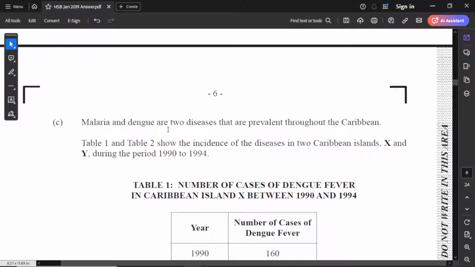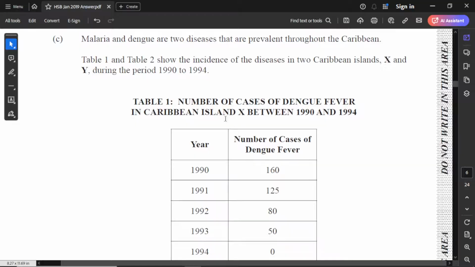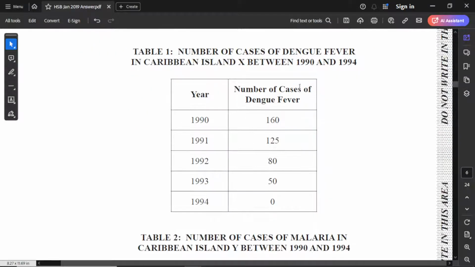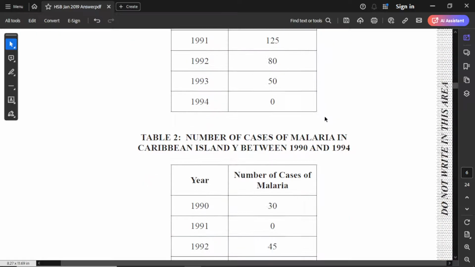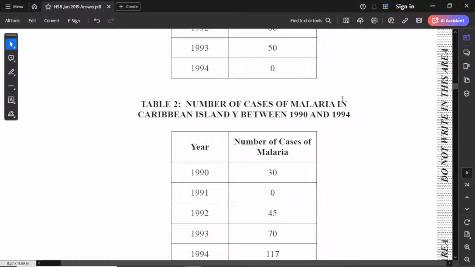Malaria and dengue are 2 diseases that are prevalent throughout the Caribbean. Table 1 and Table 2 show the incidence of the diseases in 2 Caribbean islands, specifically X and Y, during the period of 1990 and 1994. So notice here, Table 1 shows the number of cases of dengue fever in the Caribbean island X between 1990 and 1994. And so this is the chart with the data. And then Table 2 now is the number of cases of malaria in Caribbean island Y between 1990 and 1994.